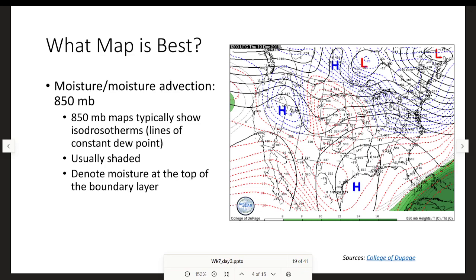So, yeah, 850, as we talked about, is kind of like the top of the boundary layer. So this means that there's moisture at the top of the boundary layer, which is good.